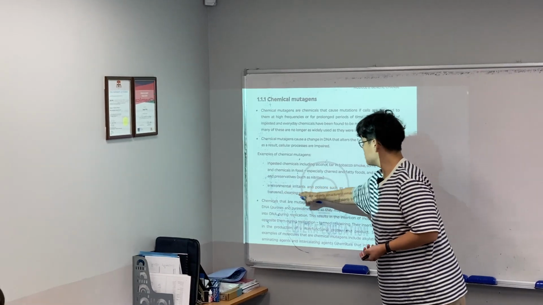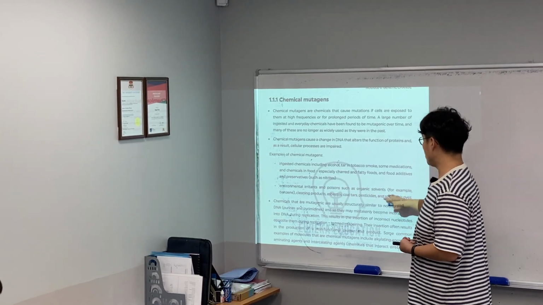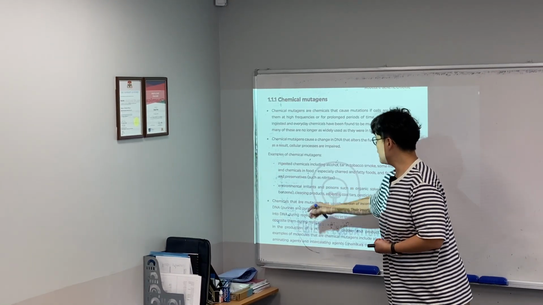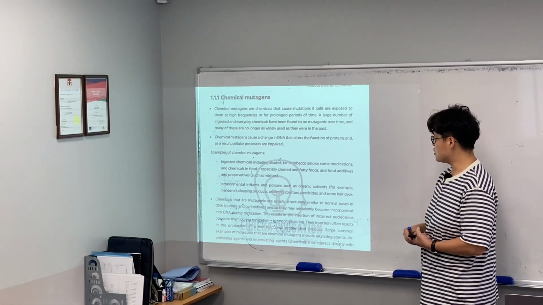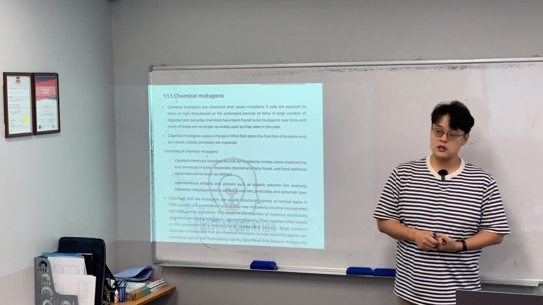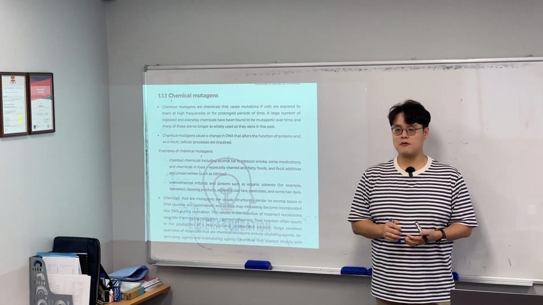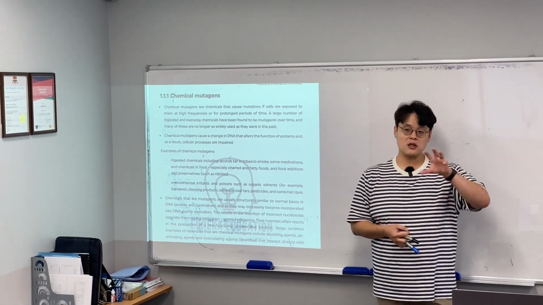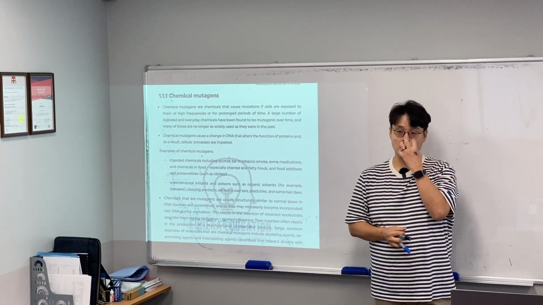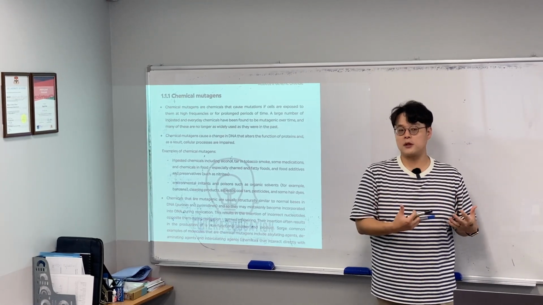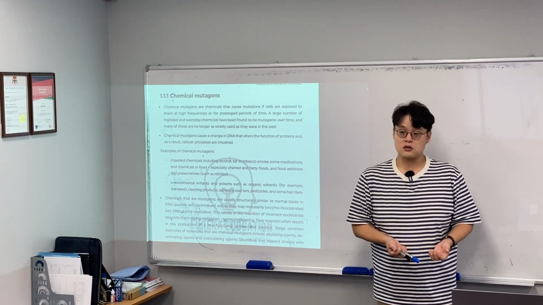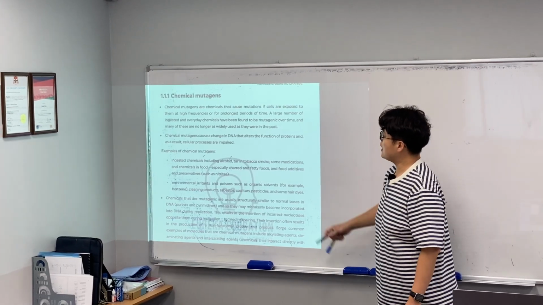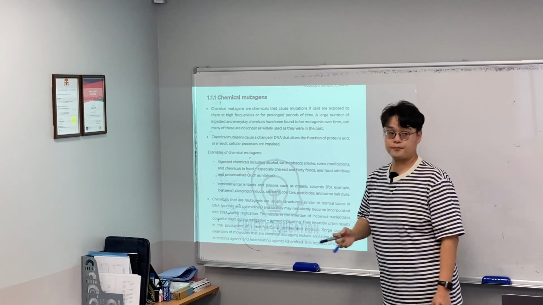Second, environmental irritants and poisons such as organic solvents, for example benzene, cleaning products, asbestos, coal tars, pesticides, and some hair dyes. This is the reason why, when you're dealing with those chemicals, if you go to Bunnings, you can see the chemicals are given a mark that you have to wear a mask. You have to wear the proper PPE. Otherwise, it's just causing cancer. So those are two good examples of chemical mutagens.